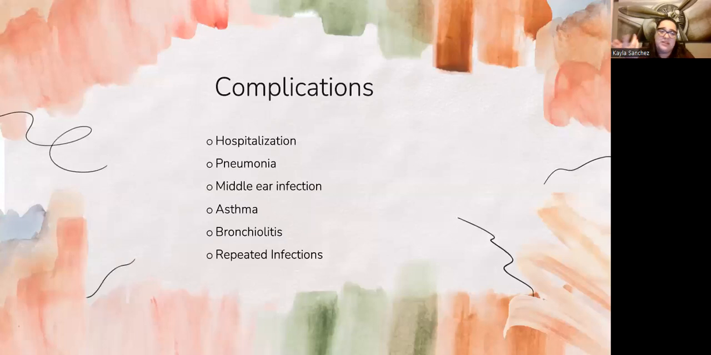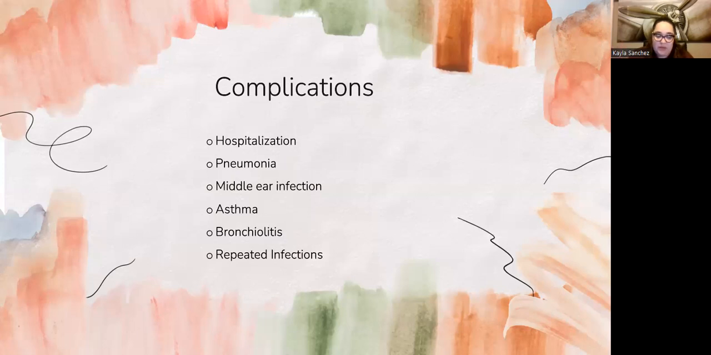And this wasn't required, but I thought it'd be interesting to put this in here. Some complications. RSV can lead to hospitalization if it gets severe enough, and then pneumonia. Pneumonia and bronchiolitis are the most common results of severe RSV. And that's like when the infection spreads to the lower respiratory tract. Then you have middle ear infection. That happens when germs get behind the eardrums and it leads to an infection.